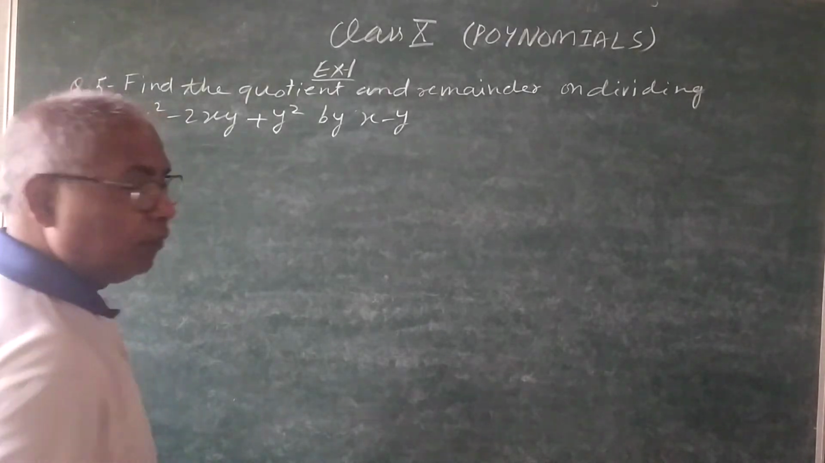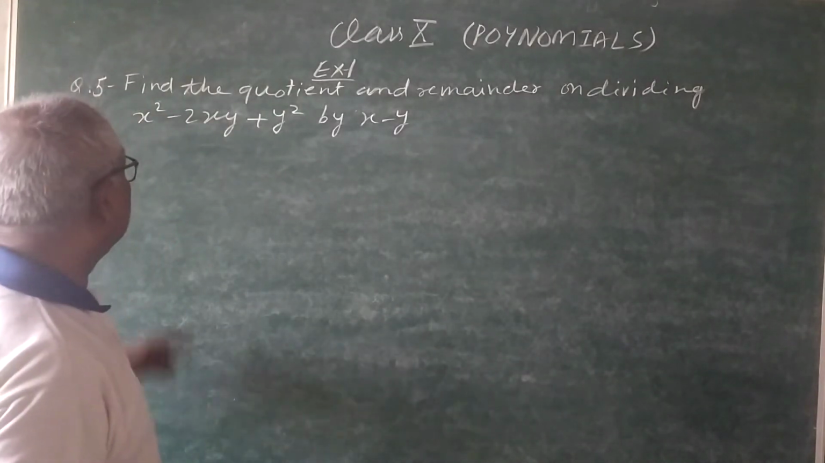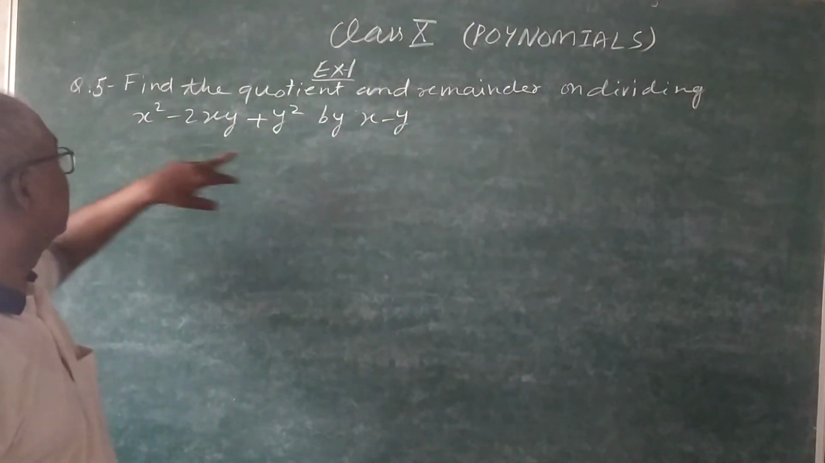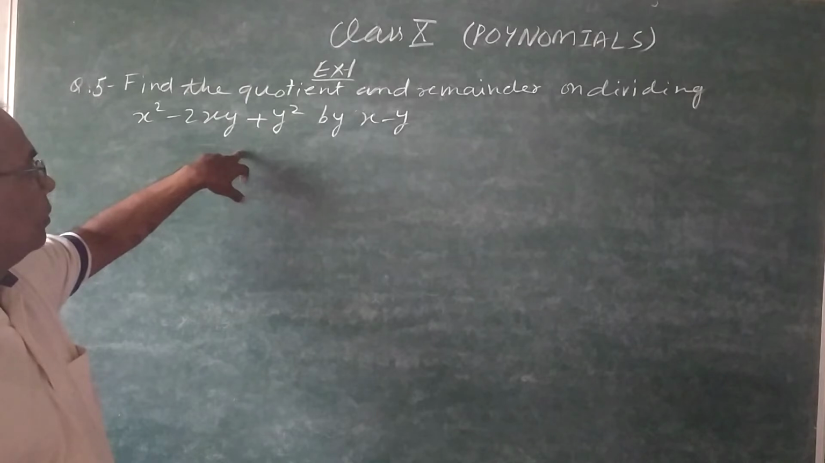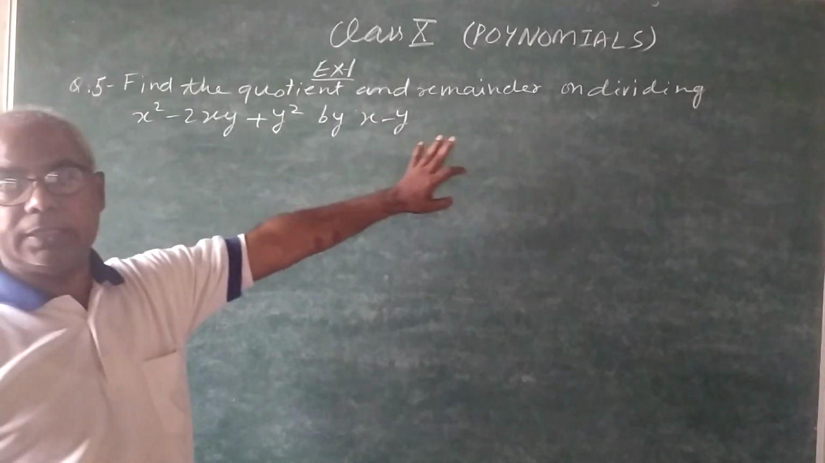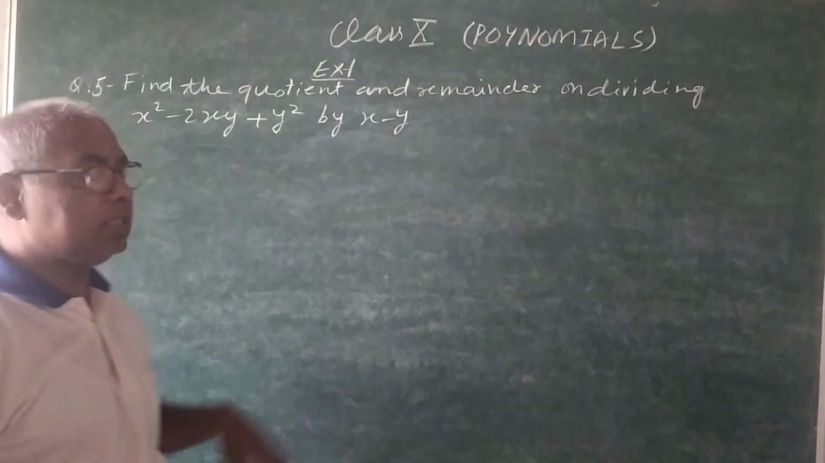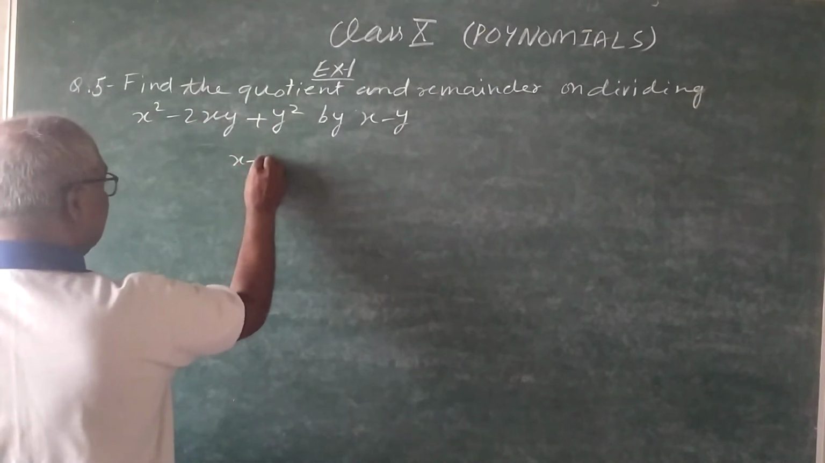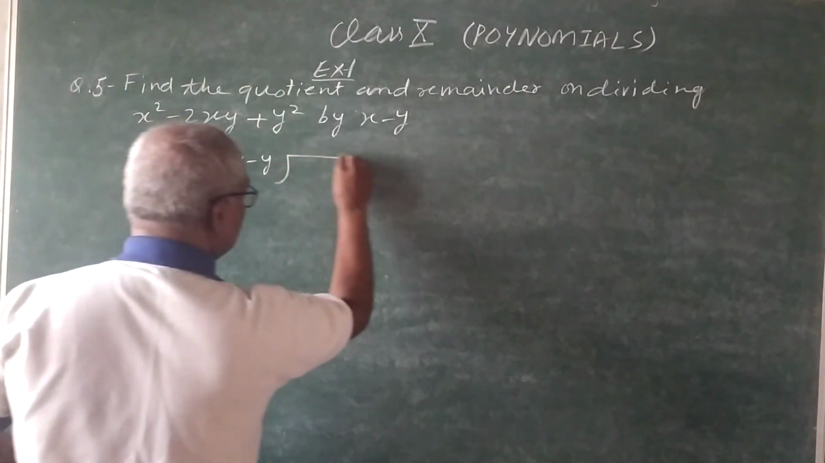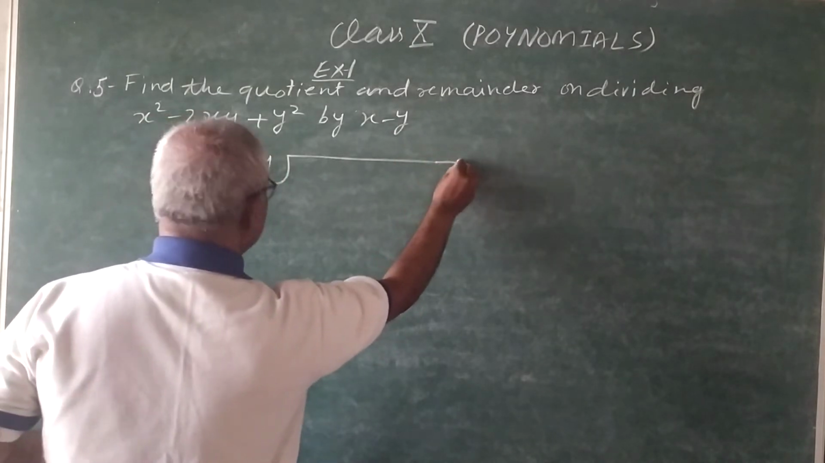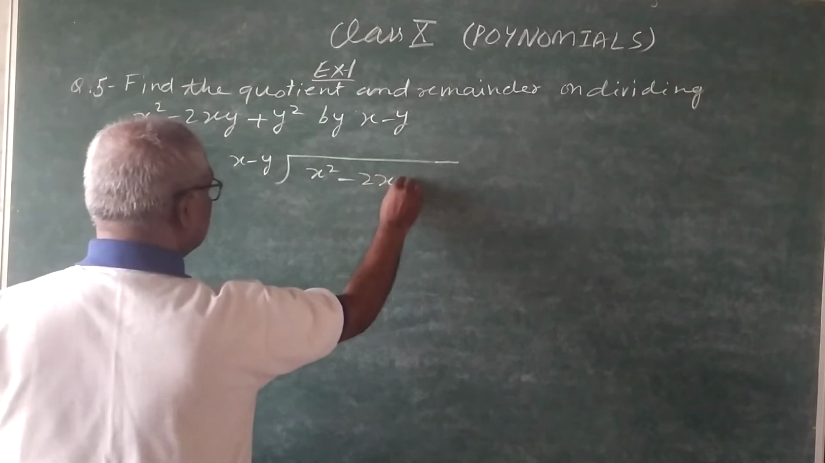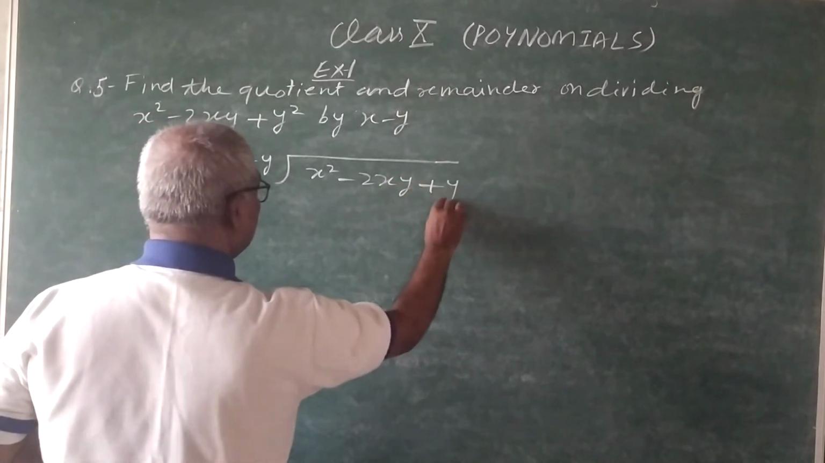Now come to the fifth question, and that is find the quotient and remainder on dividing x square minus 2xy plus y square by x minus y. There is two variables, so how can write this one? It is x minus y is divisor, and here is x square minus 2xy and plus y square.